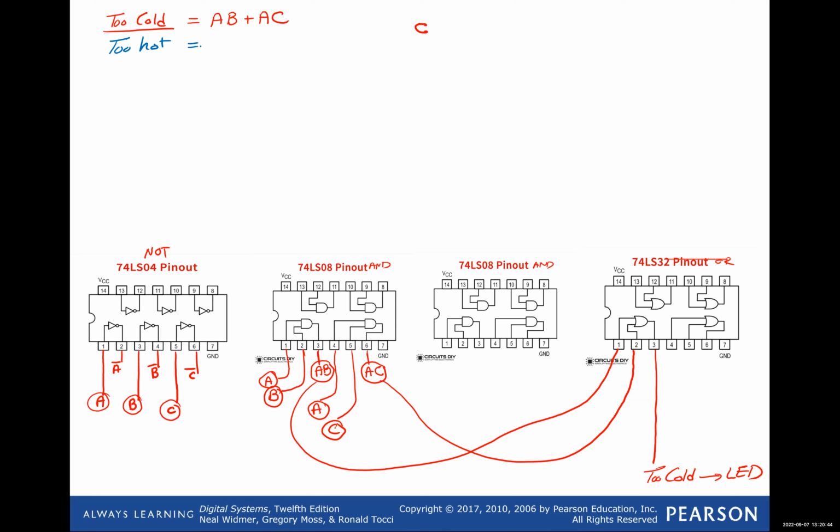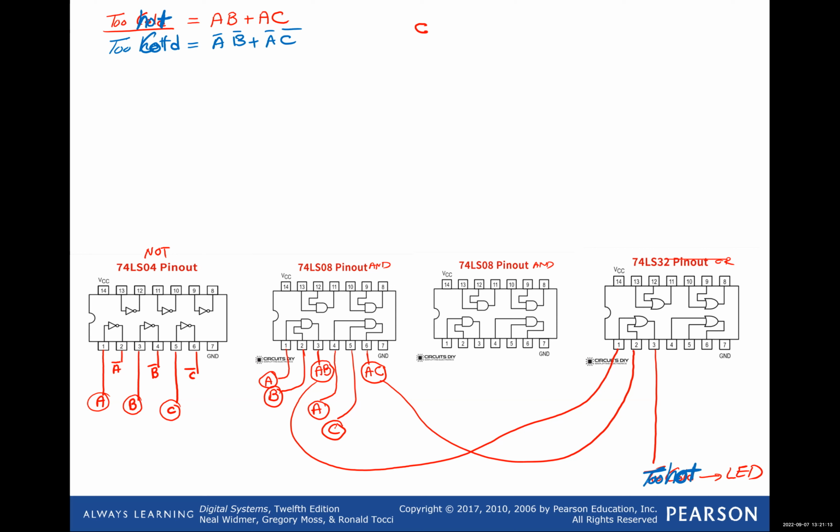Probably I switch them. So this is the 2 hot. Okay, so that's going to be the 2 hot circuit. And then the 2 cold is going to be the ones with the complement. So it's A complement, B complement, or A complement, C complement. Okay, so the first one we built was the 2 hot, and now we're going to be building the 2 cold.